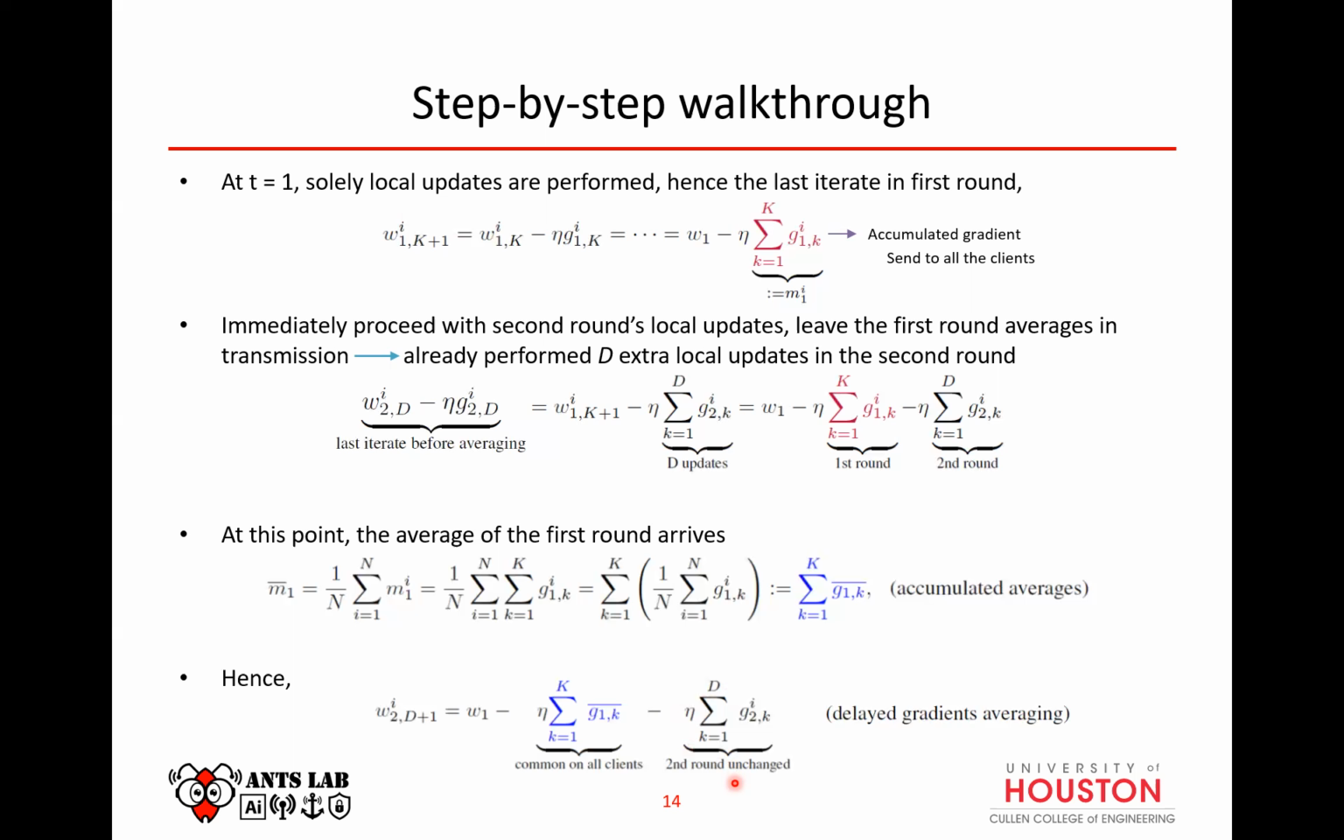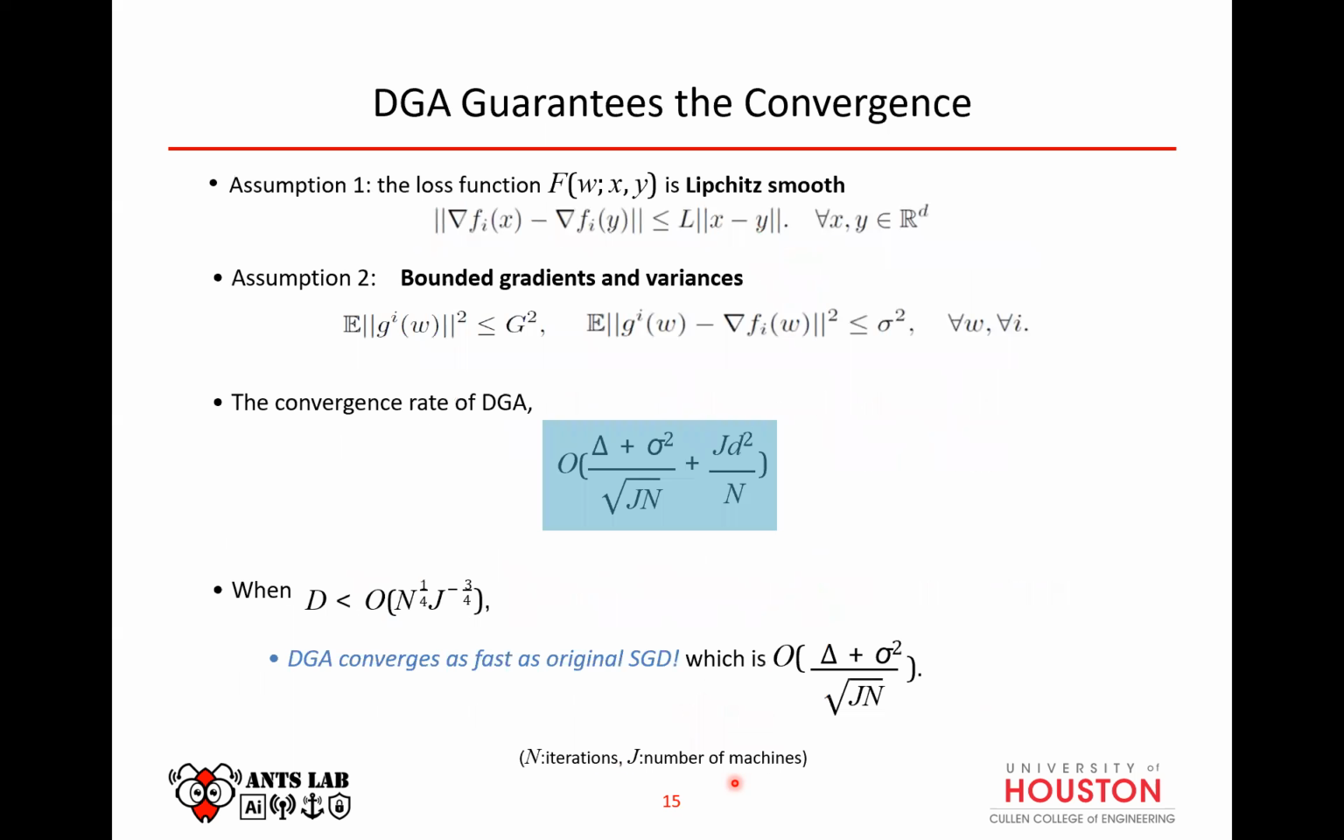Okay. So next we'll talk about the guarantees of convergence that this paper offers. First, we assume that the function is Lipschitz smooth. So we see that the gradient difference will be bounded by L, the Lipschitz constant. And the second assumption that the paper has is that the gradients are bounded, as well as the variances are bounded.